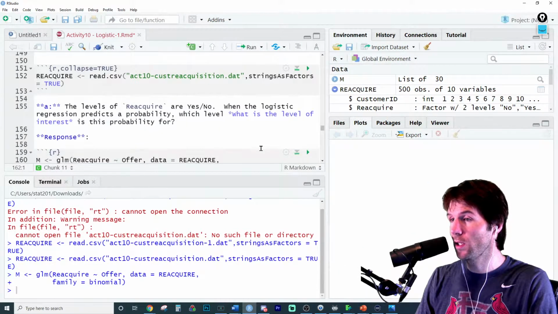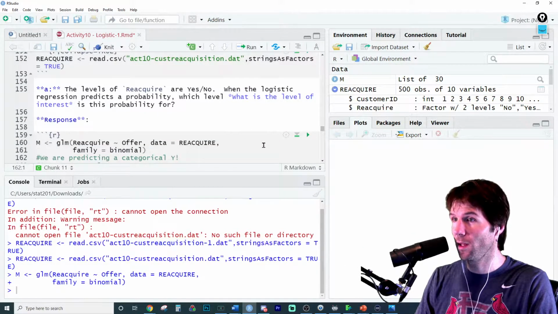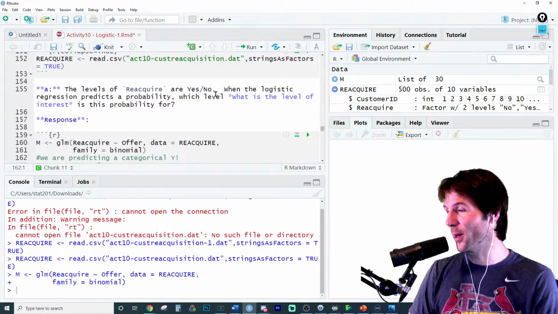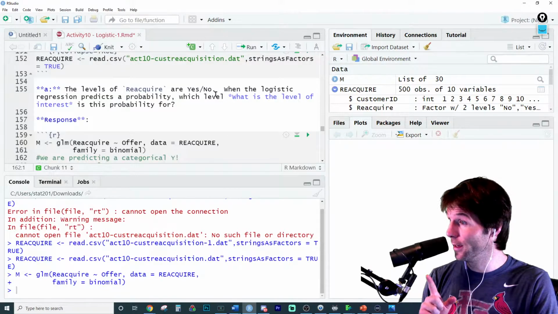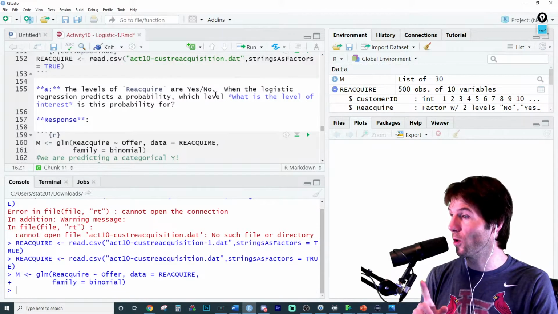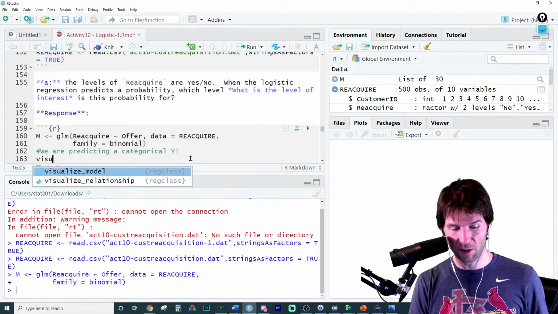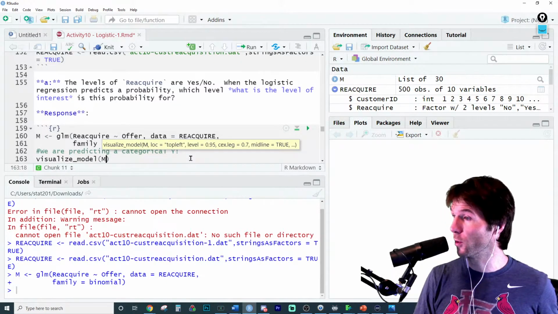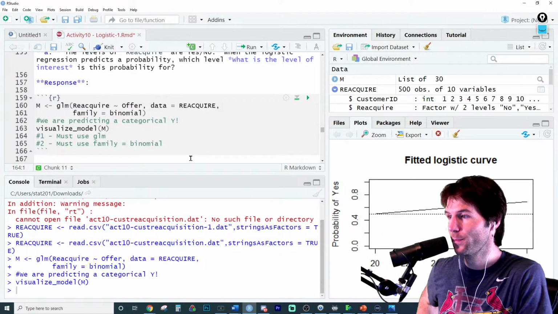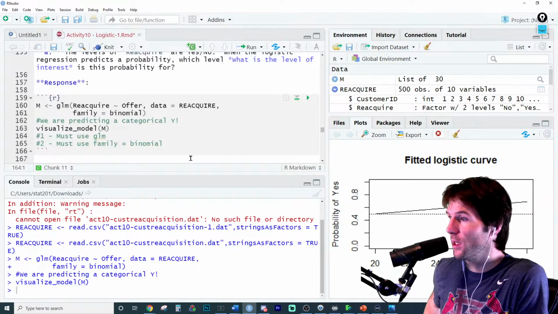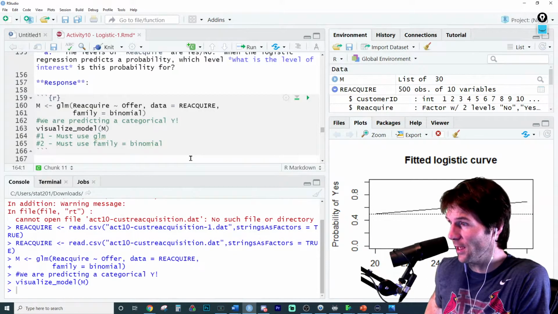And the answer to which level it's predicting, remember the level of interest is last. So which of these alphabetically, H, I, J, K, L, M, N, O, P, Q, R, S, T, U, V, W, X, Y. So which of these is last? Well, if you don't know which of those is last alphabetical, you can always view your model. And the answer is yes. So this is predicting the probability that somebody is reacquired yes.